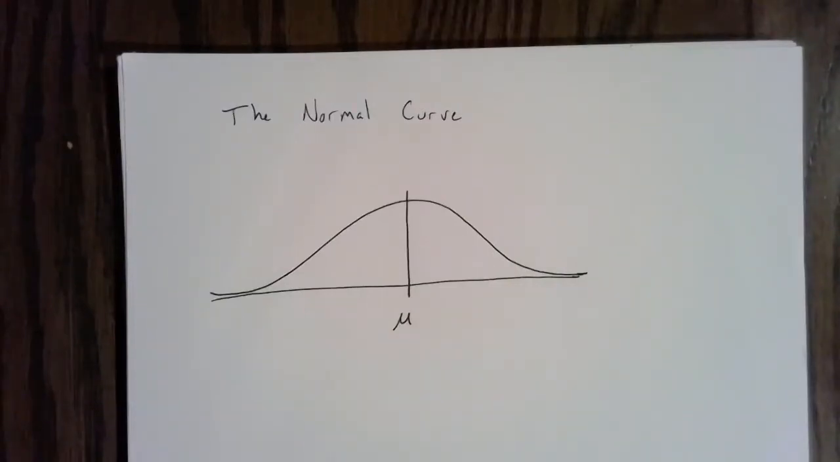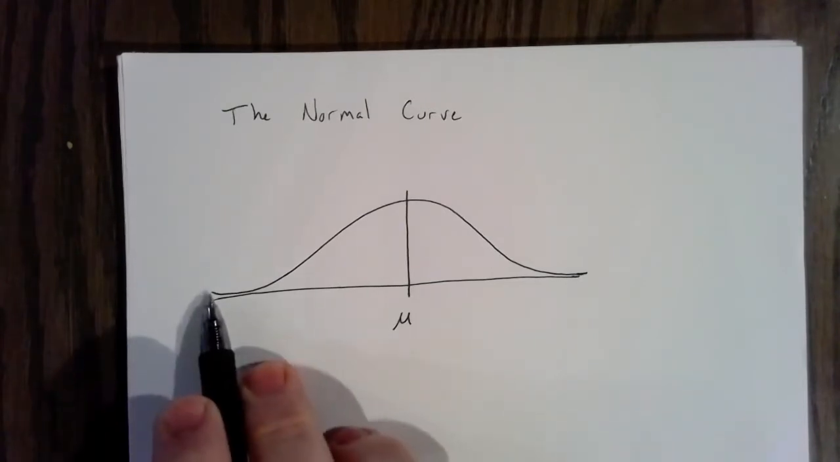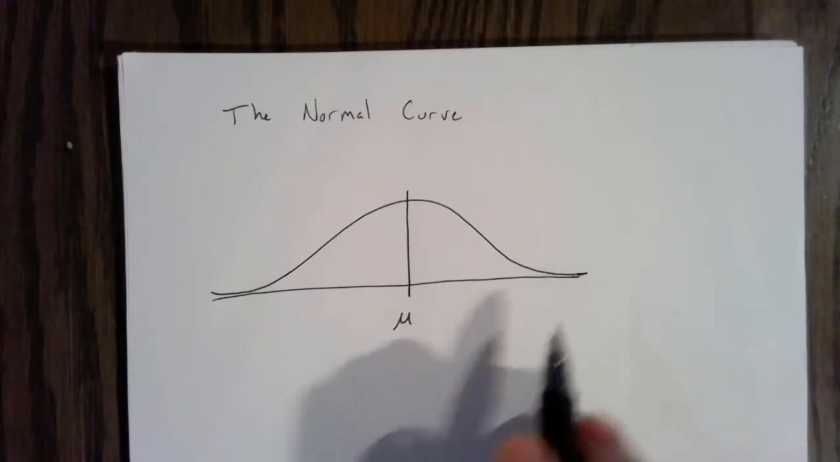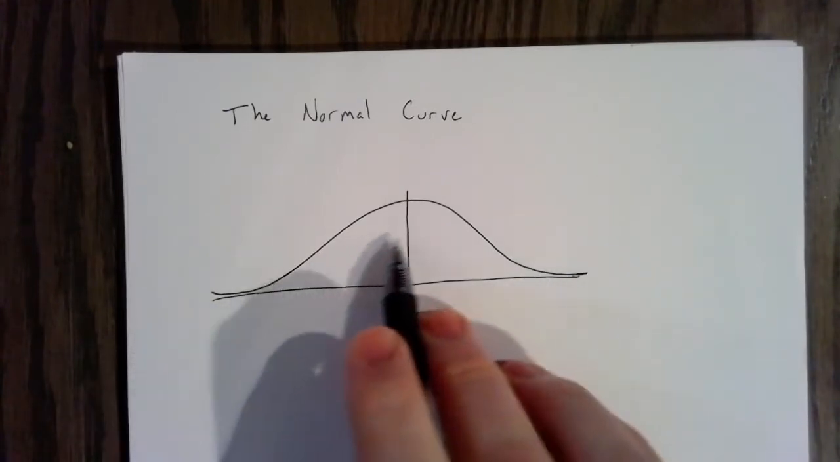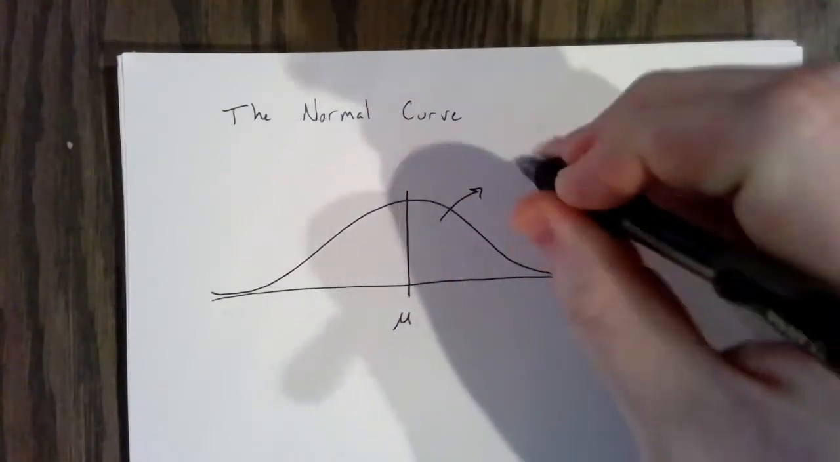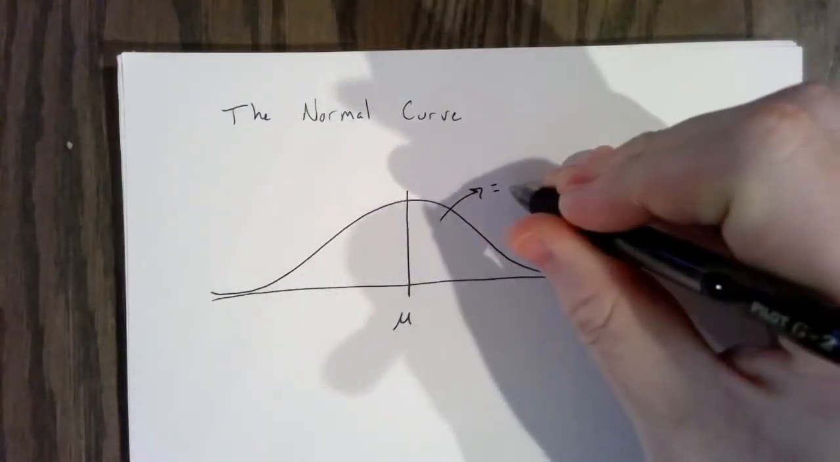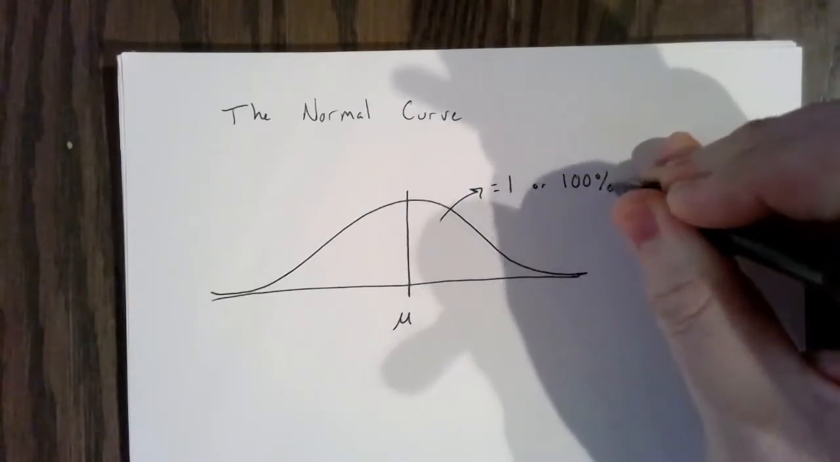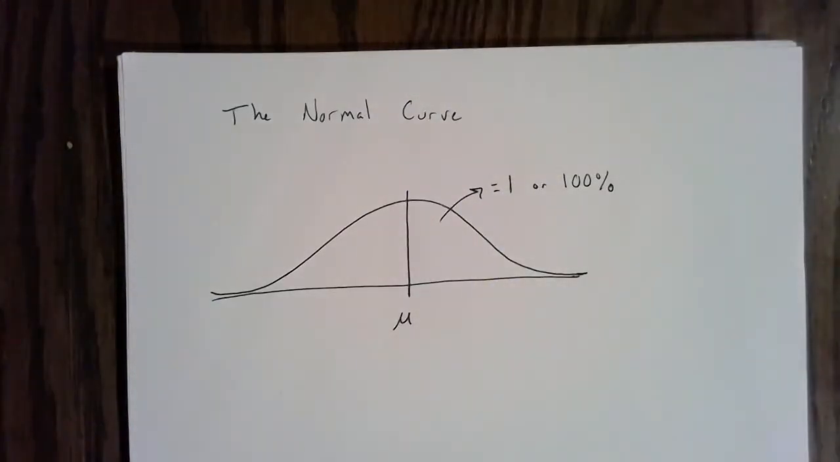Alright guys, I want to go ahead and talk to you a little bit about the normal curve. It's been coming up in class and I don't think I've done a good enough job explaining what it really is. If we take a look here, this is a curve for a normally distributed set of data. The total area underneath this curve is equal to 1, or 100%. That's the area underneath the curve.